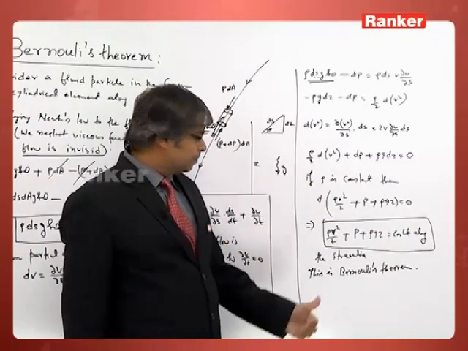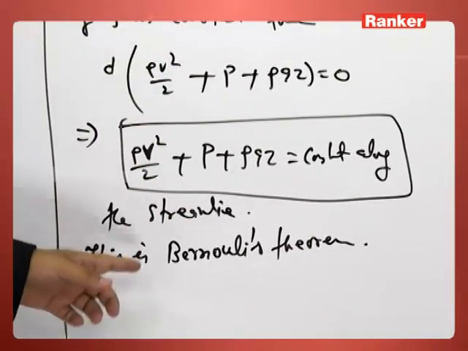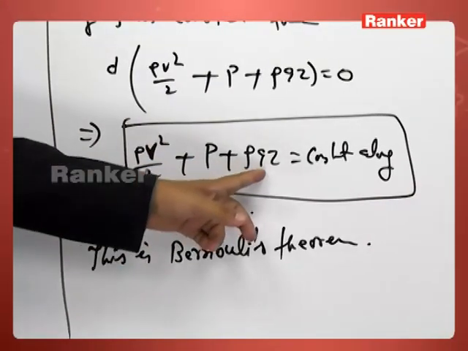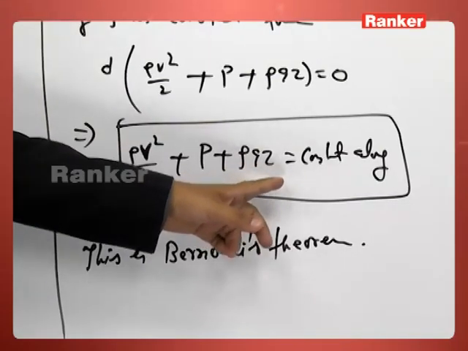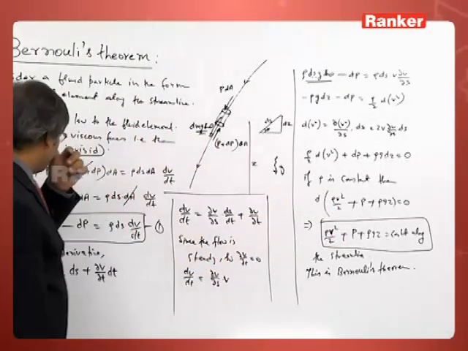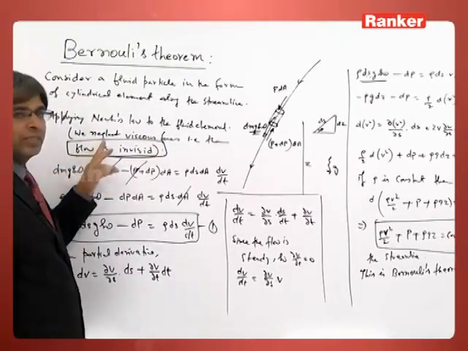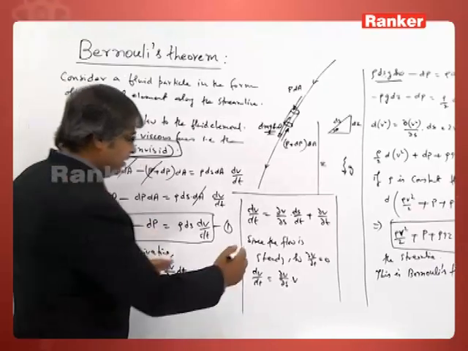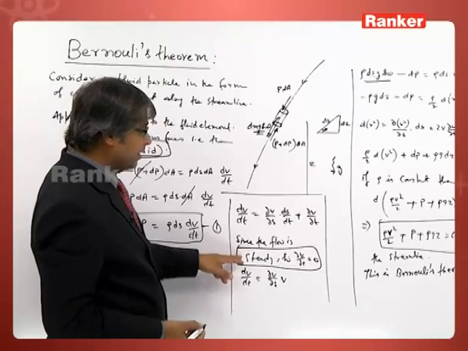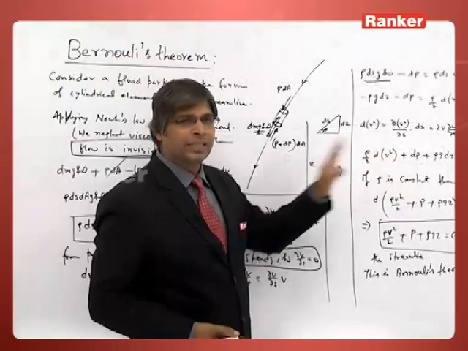Now according to Bernoulli, along a streamline, this p plus rho v square by 2 plus rho gz remains constant if, let us see what the conditions are. Number one, the flow is inviscid, that is non-viscous flow. Second, the flow is steady, dou v by dou t equals zero. You can see again rho is constant, incompressible flow.